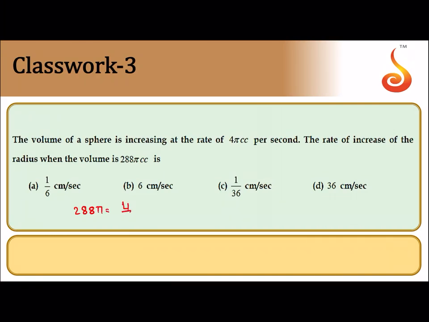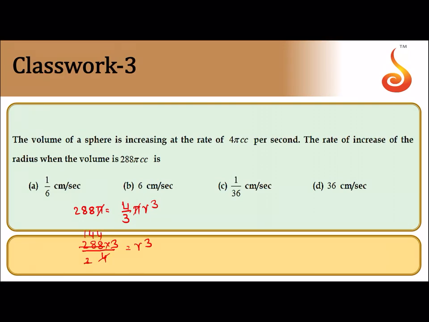So 2 by 9 is correct. Example 3. Volume of sphere is increased at a rate of 4 pi cubic centimeters per second. Find the rate of increase of radius when the volume is 288 pi. So what you have to do is, first you calculate the radius.